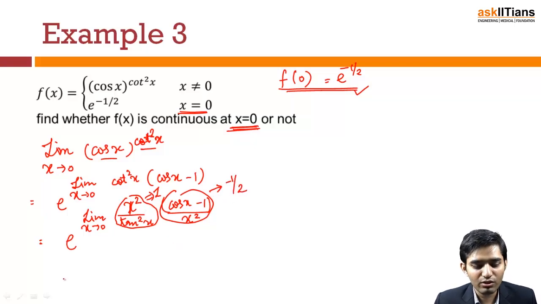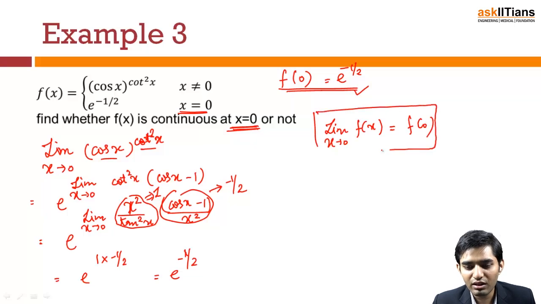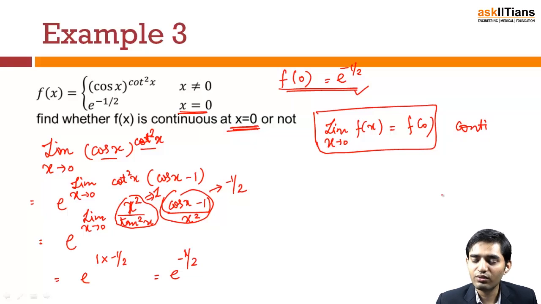Okay, so what will be the limit of this function? This will be 1 into minus 1 by 2, so this is nothing but e to the power minus 1 by 2. Now you can clearly see from here that the limit as x tends to 0 of f(x) is equal to the value of the function. So this will be a continuous function. Alright, I hope this is clear to all of you.